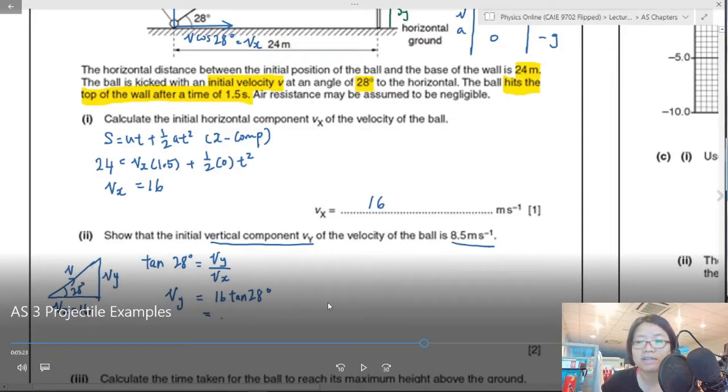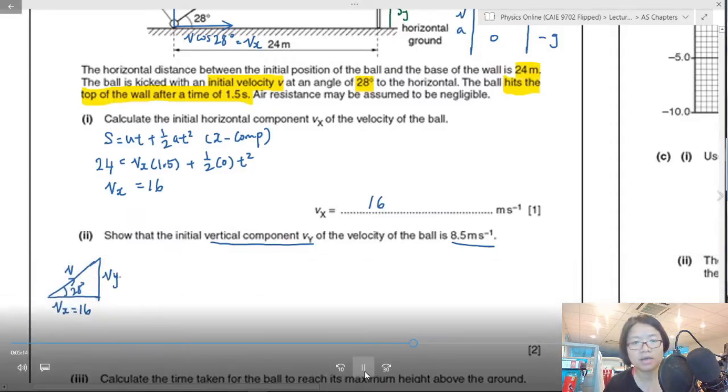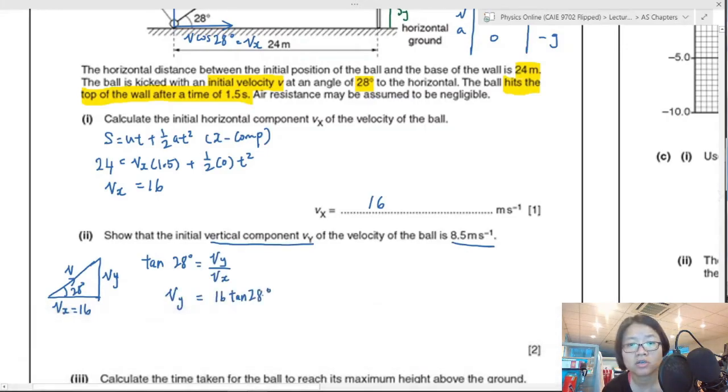So after you complete the vector diagram from top to tail, you will notice that I can use tangent. Tangent 28 here will be Vy over Vx. And I know Vx, Vx is 16. So because of this, I can find Vy. This is actually a more accurate answer, alright?